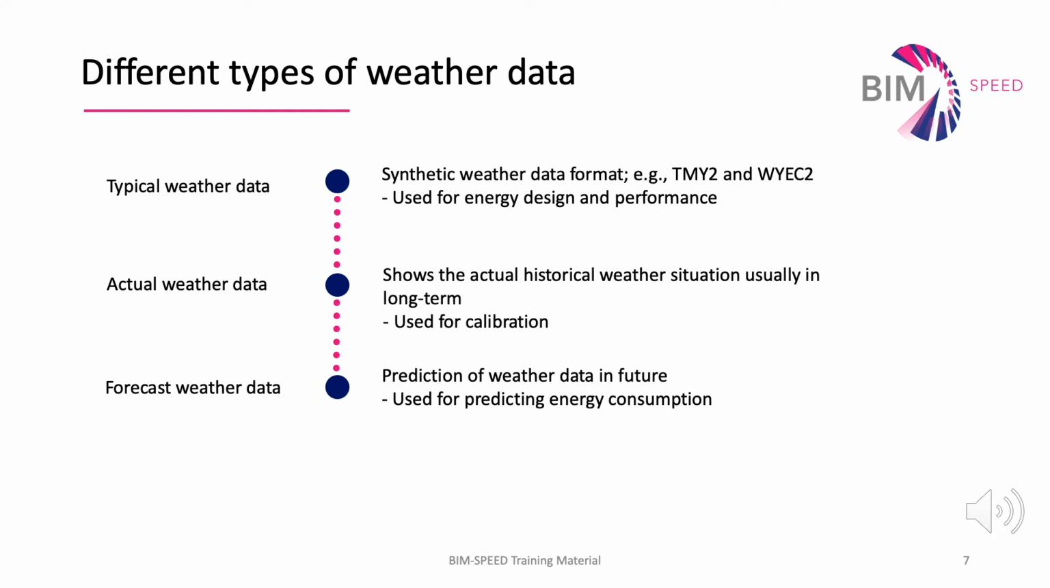The forecasting data, as the name implies, can be used for predicting energy consumption of buildings. For that, either forecast weather data, long-term typical or actual weather data can be used. Saying all this, Mereen Weather Service provides long-term, recent, actual weather data.